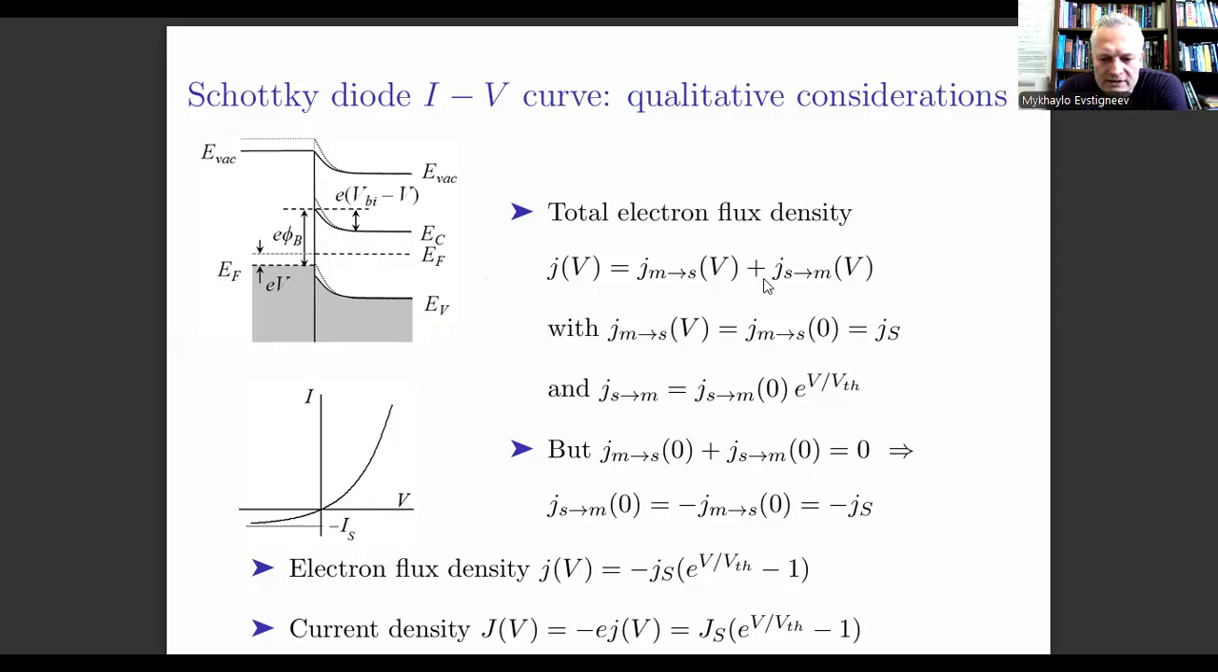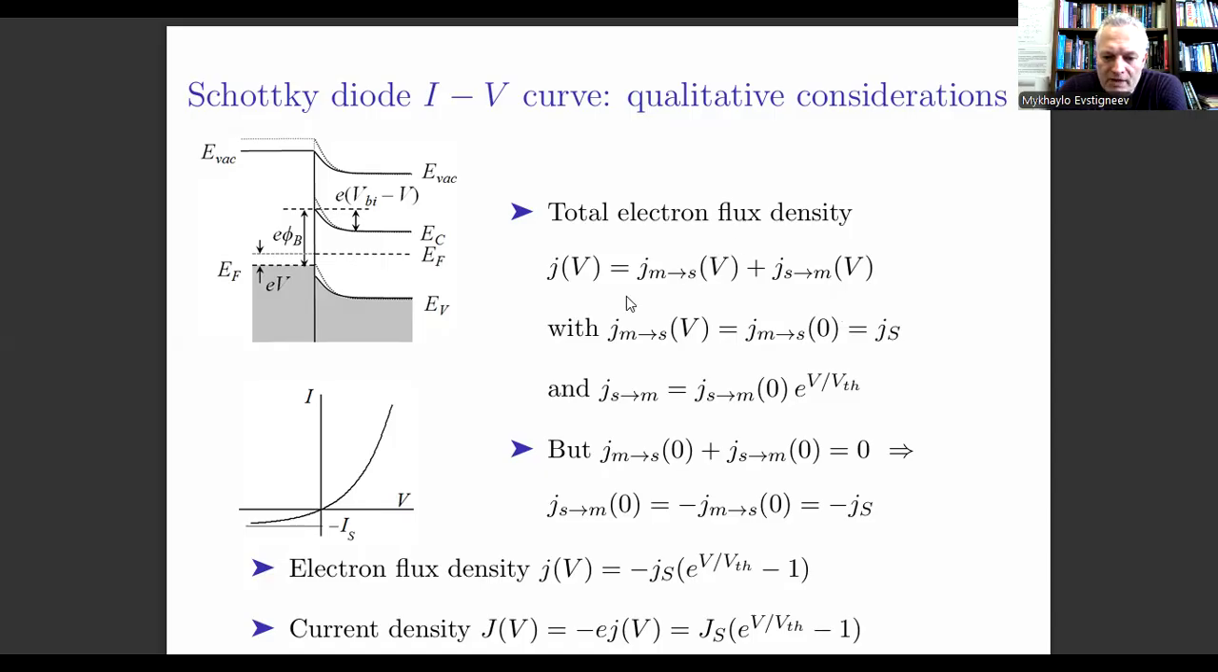Let us denote it as J S to M, and it depends on voltage. And the total flux of electrons from metal to the semiconductor is denoted as J M to S, metal to semiconductor, right? So I hope this notation is self-explanatory. So the total flux density of electrons is the sum of the two.